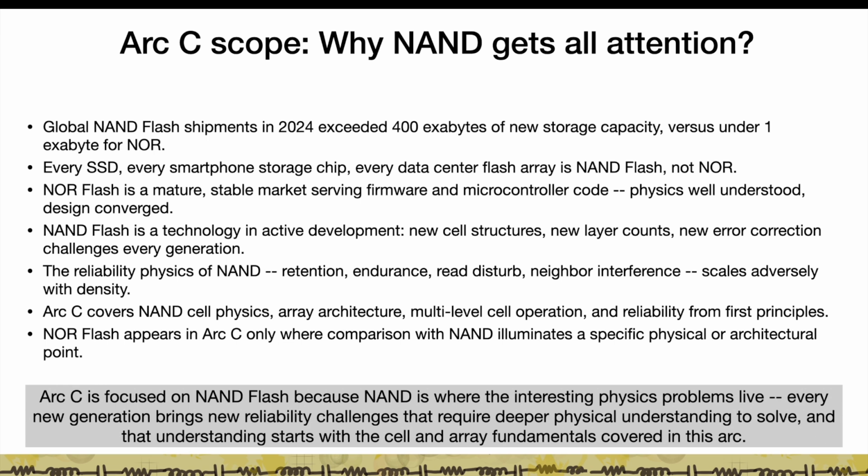Every video from C1 onwards builds one layer of the physical understanding needed to reason about these problems from first principles. The cell model, the array architecture, the multi-level cell constraints, the reliability mechanisms, and the system-level compensation techniques that keep modern NAND storage reliable despite physics that seems to work against it.